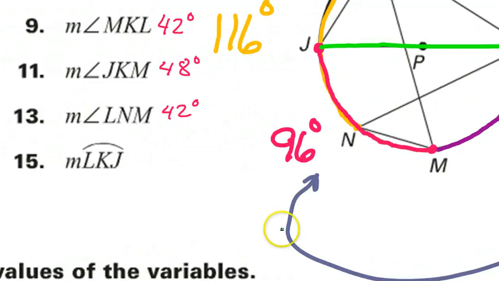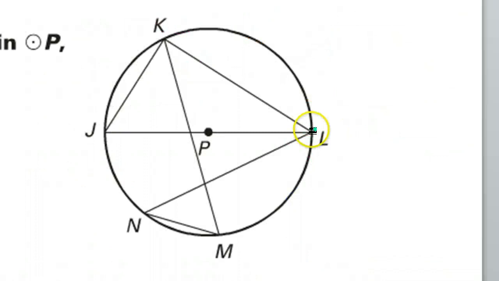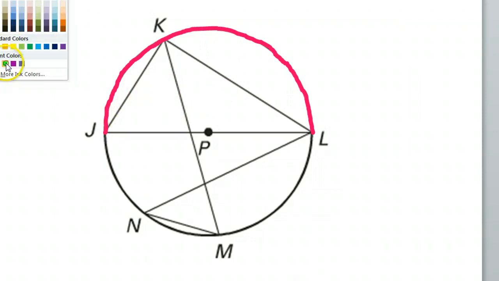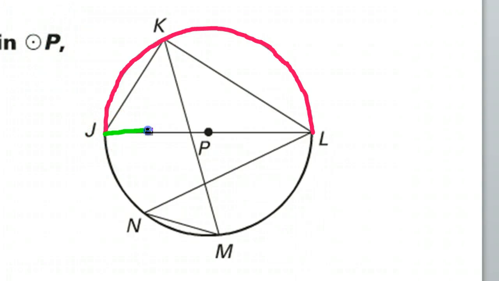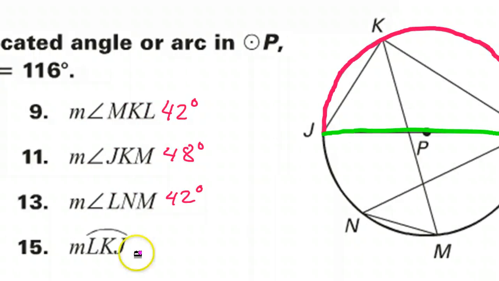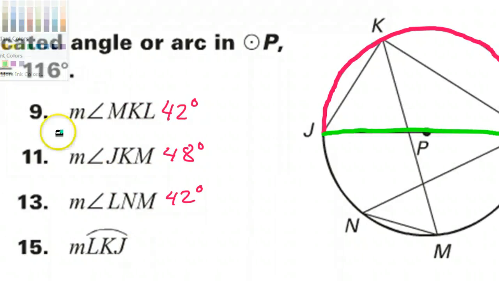Okay, and then number 15, arc LKJ. Alright, what could be easier than that? Arc LKJ indeed. Clearly, this is a semicircle. So, arc LKJ, you say? No way. That's 180 degrees.